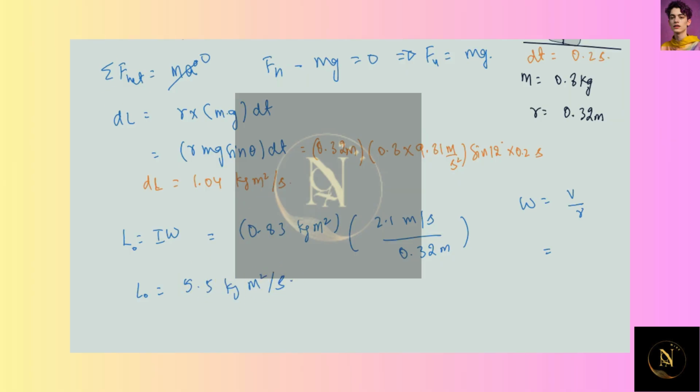Now if you compare the change in angular momentum to the original angular momentum, it will be dL over L naught. So this is 1.04 kg meter square per second divided by L naught, which is 5.5 kg meter square per second. So from here we'll get the result as 0.19. Therefore, we can conclude that dL is equal to 0.19 times L naught. So this is the final answer for the given problem.